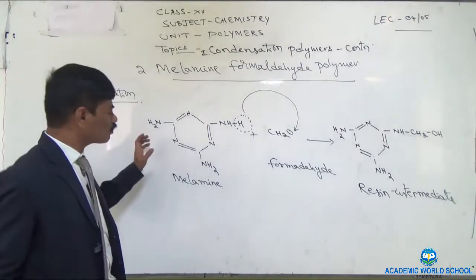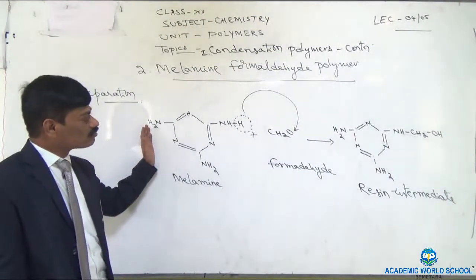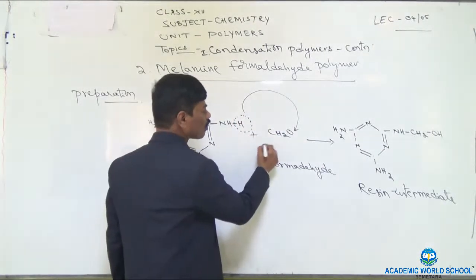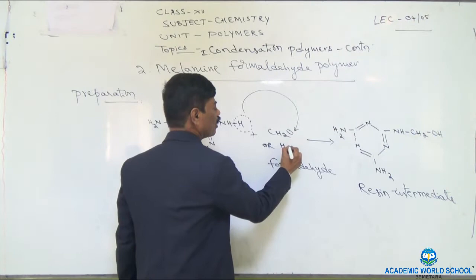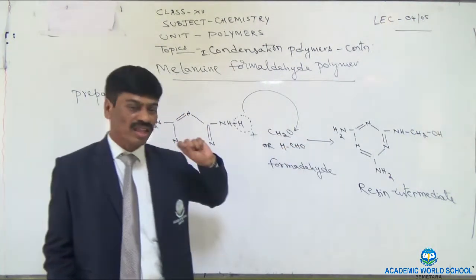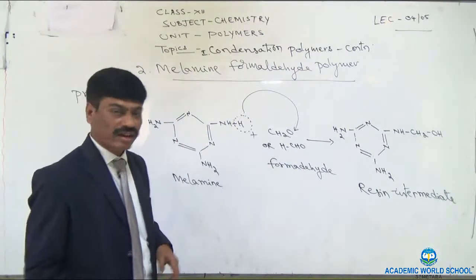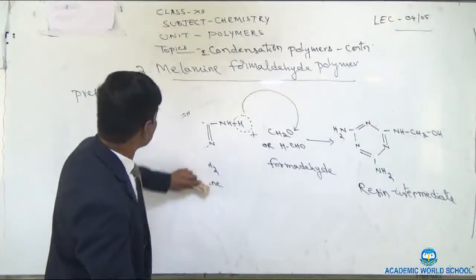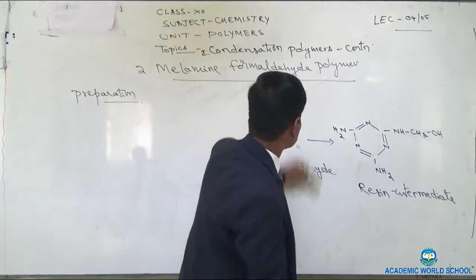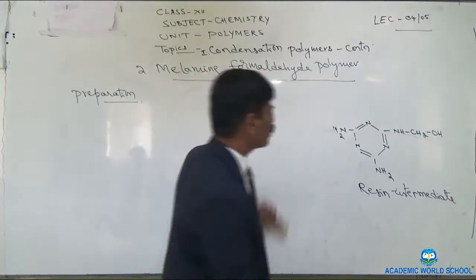Let us see. Here you need to remember the melamine structure and the formaldehyde composition. This formaldehyde composition you can show like this also, HCHO, wherein CHO is the functional group of aldehyde. As a result, we will get the resin intermediate. Now, from this resin intermediate, how are we going to get melamine formaldehyde polymer?